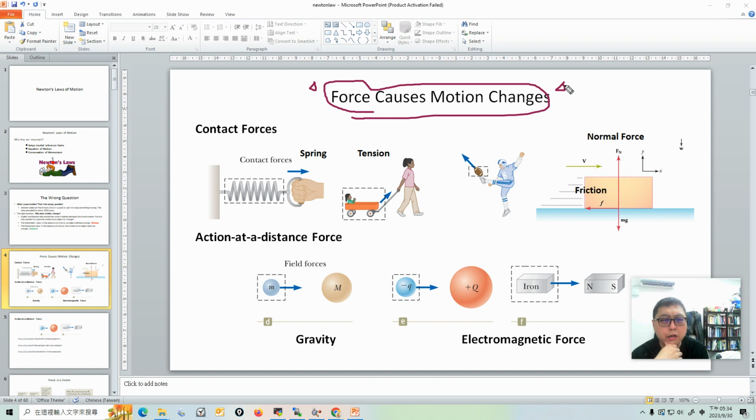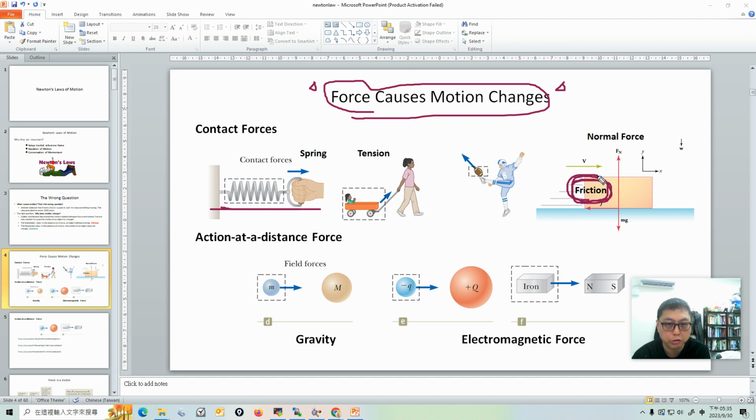What forces do we have in daily life? Very simple: the spring force. We will talk about the spring force a lot this semester. And tension is a daily example of forces. And friction is also a daily example of forces.